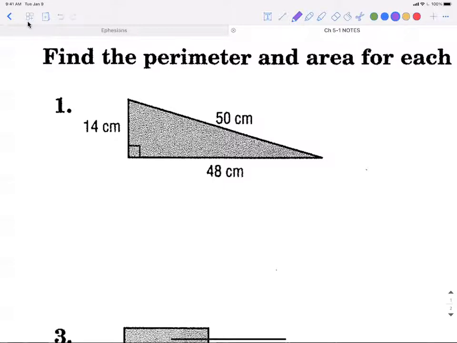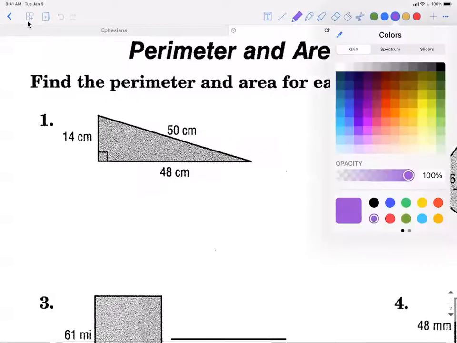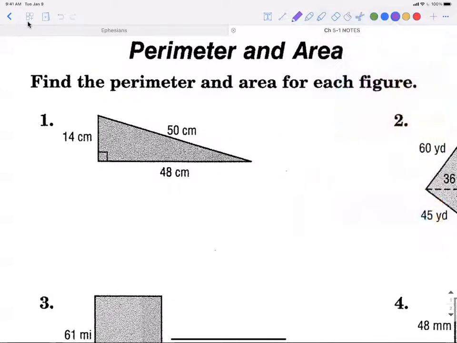All right, so you'll notice my instructions are the same as yours. It says find the perimeter, right? So find the perimeter and find the area for each figure. So we have to do both. So first we're going to find the perimeter. Well, let's remember that our perimeter for a triangle is perimeter equals side A plus side B plus side C, right? That's the perimeter of a triangle.